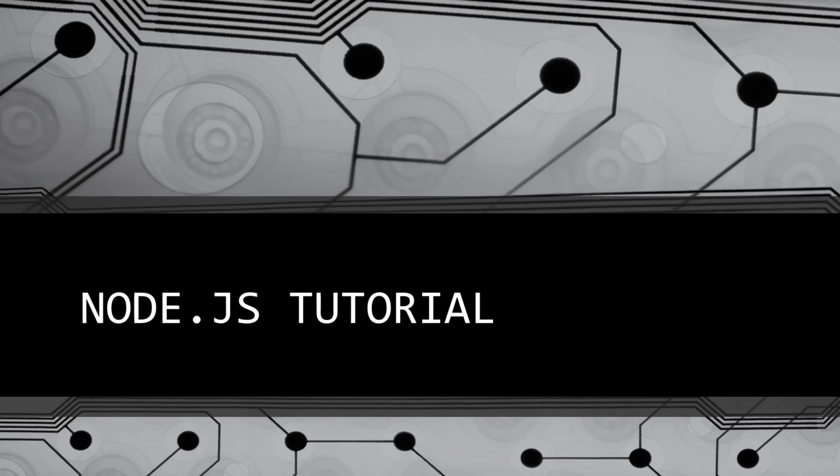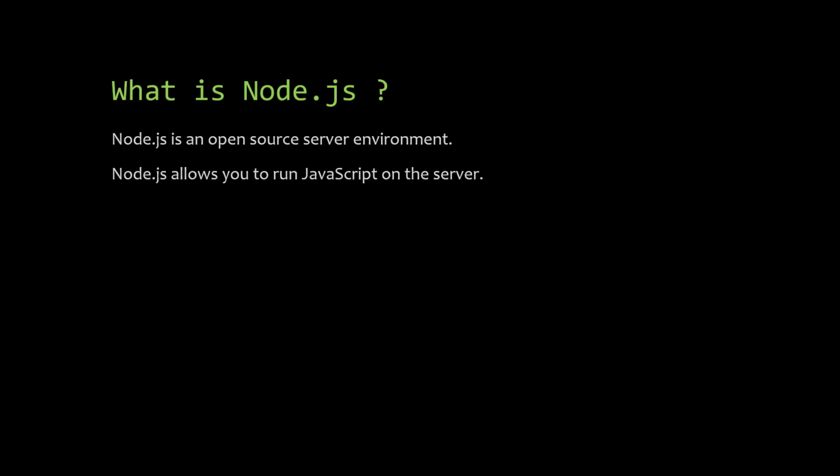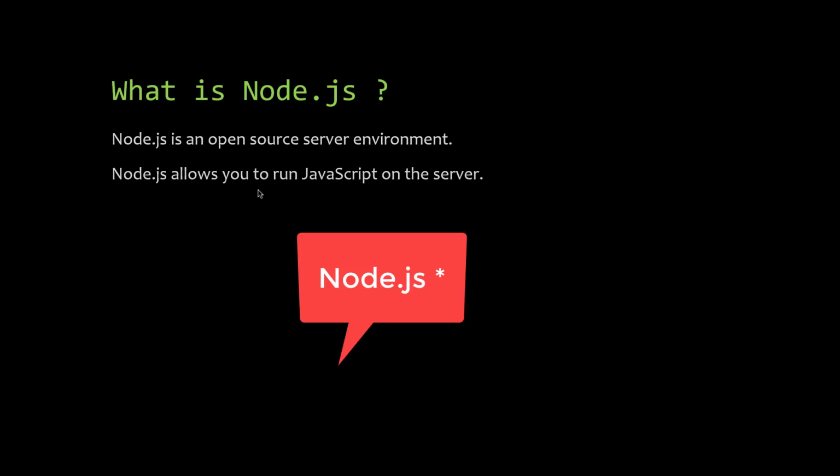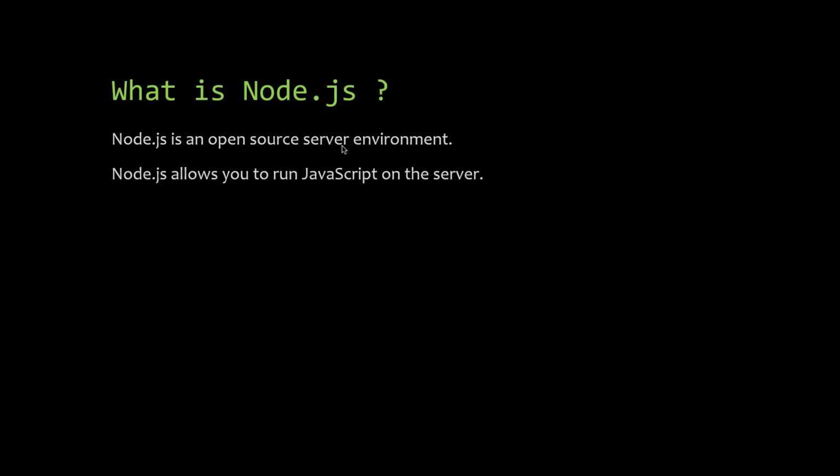So what is node.js? As you can see, node.js is an open source server environment. Node.js allows you to run JavaScript on the server. It simply means that node.js is open source, so anyone can view the source code and modify it according to their needs. And it allows you to run JavaScript on the server, which means you can create your own server with JavaScript. You can understand it as a runtime environment for JavaScript.